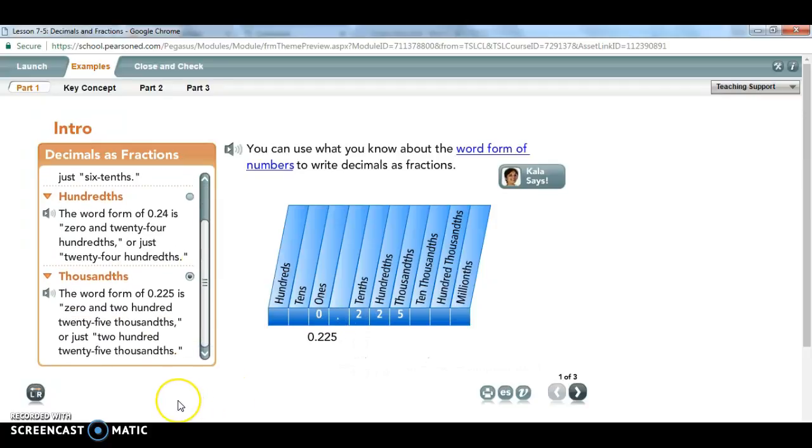Use the least place, thousandths, to write this decimal as a fraction. Then simplify if possible. The decimal 0.225 can be written as the fraction 9/40. The word form of 0.225 is 0 and 225 thousandths, or just 225 thousandths. I can take how you say it in order to make a fraction. So 225 thousandths, if I know that it ends in the thousandths place, I know that 1,000 is going to be in my denominator. Then we simplify.